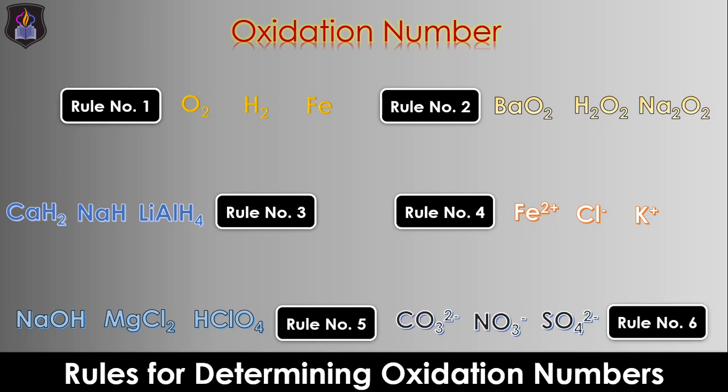Rule number 6. In a polyatomic ion or radical, the aggregate sum of the oxidation numbers of all the elements present is equal to the charge on the ion. From my examples, the sum of the oxidation numbers of the carbon and 3 atoms of oxygen in CO3 2- is equal to -2, the charge on the ion. This concept is applicable to the other radicals.